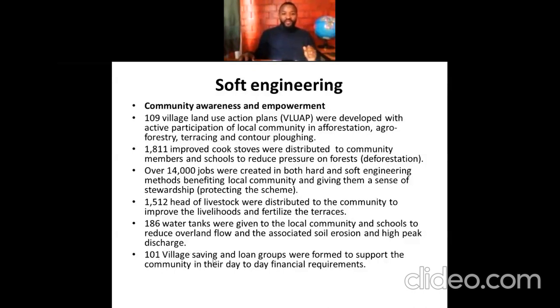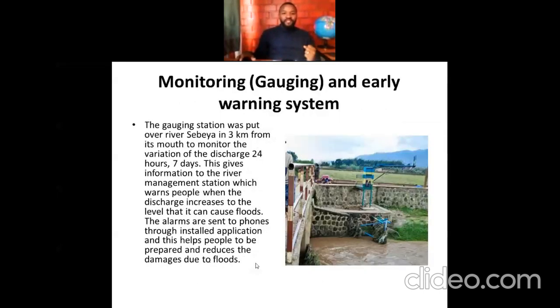101 villages were formed, especially in a loan giving program. This is a way of helping them to sustain their economy and not practice unsustainable agriculture or deforestation.